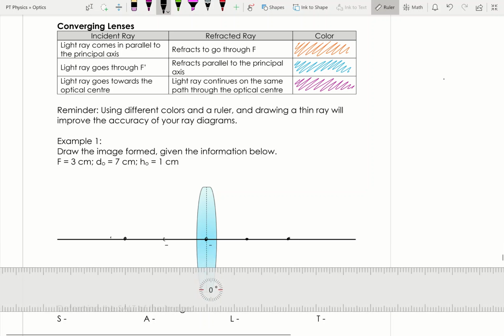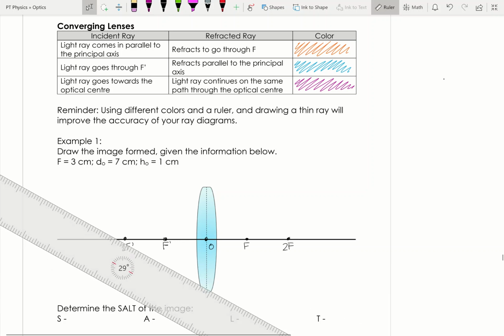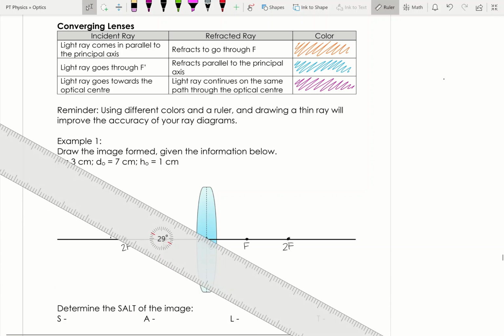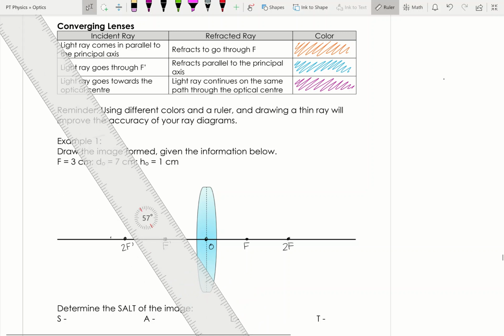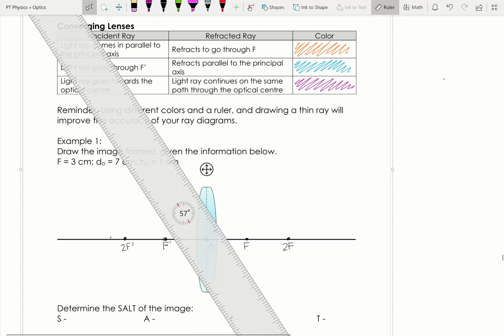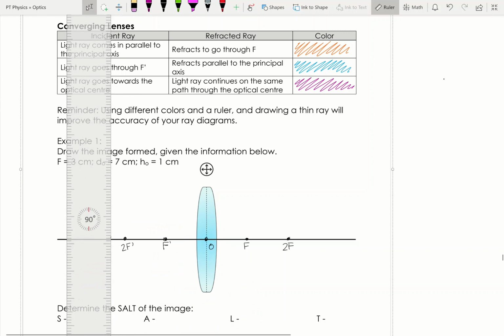Okay, so now I can do some actual labeling. Here is F prime. There's 2F prime. Here's O. Here's F. Here's 2F. Now my object height, according to this, is just 1 centimeter.